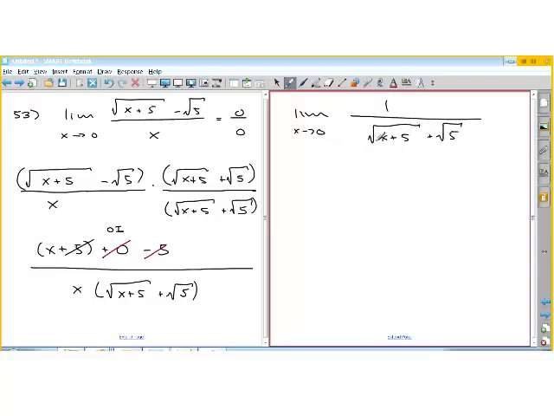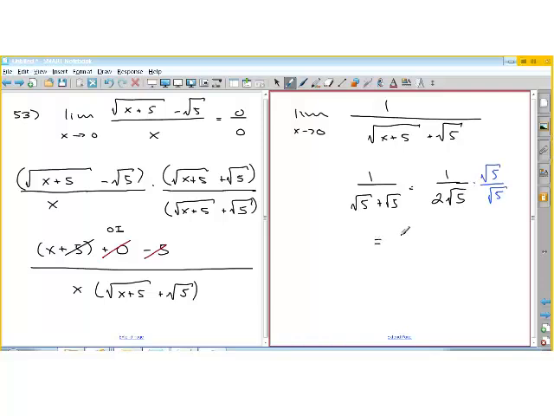So now we just plug 0 in. And what do we get? We get 1 over the square root of 5 plus the square root of 5, which is 1 over 2 times the square root of 5. So that's your answer. We'll go ahead and multiply it by the square root of 5 divided by the square root of 5 to get that out of the denominator.